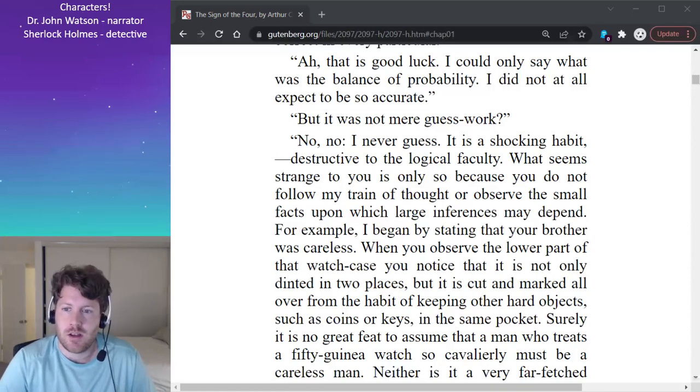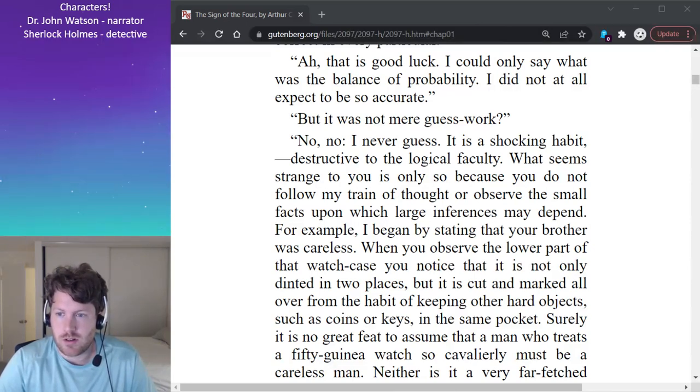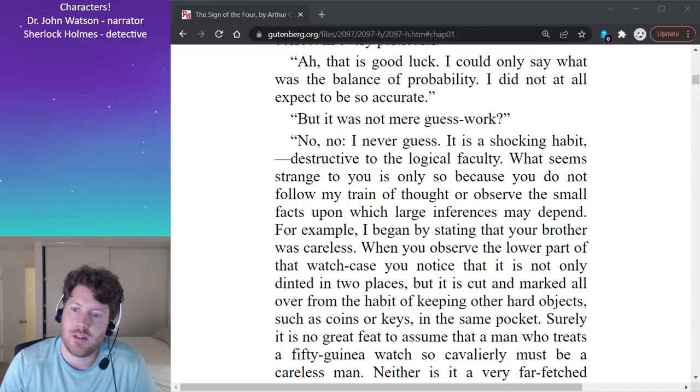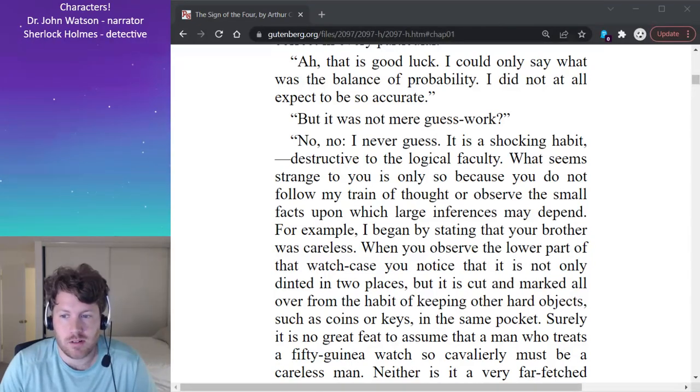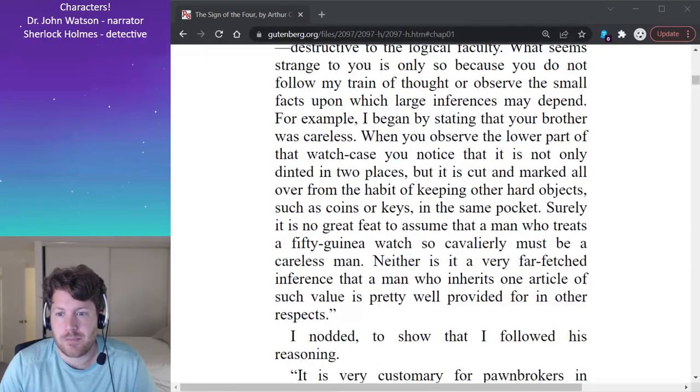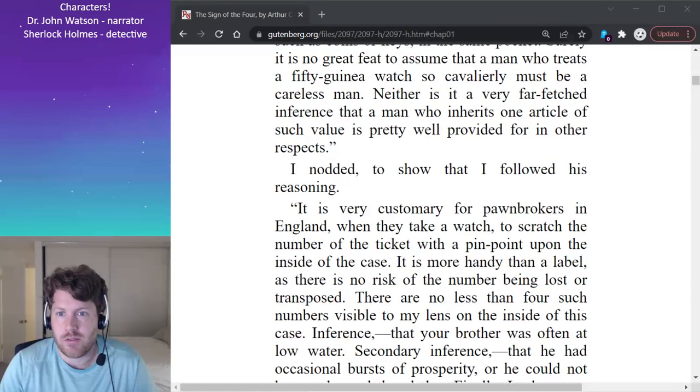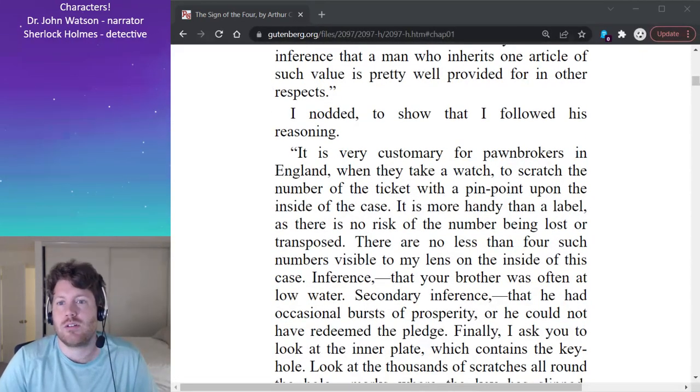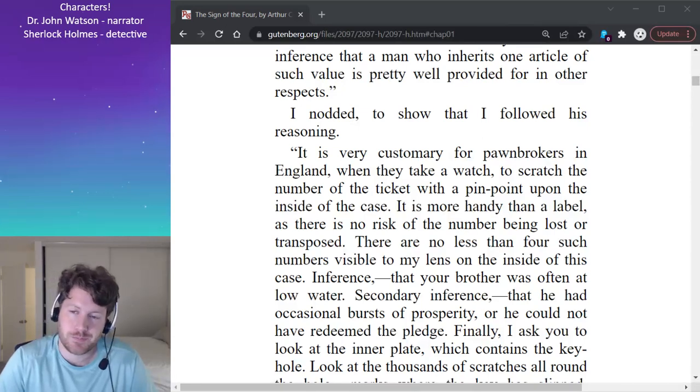For example, I began by stating that your brother was careless. When you observed the lower part of that watch case, you did notice that it is not only dinted in two places, but it is cut and marked all over from the habit of keeping other hard objects, such as coins or keys, in the same pocket. Surely it is no great feat to assume that a man who treats a 50-guinea watch so cavalierly must be a careless man. Neither is it very far-fetched inference that a man who inherits one article of such value is pretty well provided for in other respects.